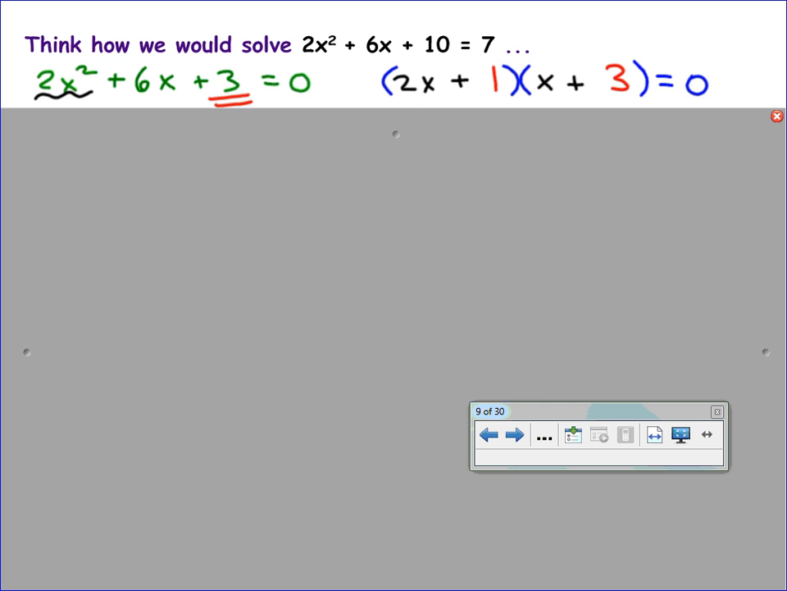However, as I consider this placement and the resulting outer and inner products, let's see what we get. So my outer product would be 6x, my inner product would be 1x. Does that sum to give me my middle term? No, that would give me 7x. So let's switch the 1 and the 3.